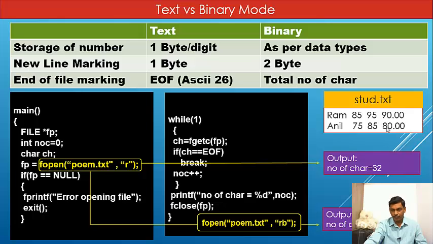It takes 4 bytes, this takes 4 bytes. Blank space 5, and so on up to 14. So the first line is 14. The next line is 15. 14 plus 15 is 29. The new line mark is 2 bytes. 29 plus 2 is 31.